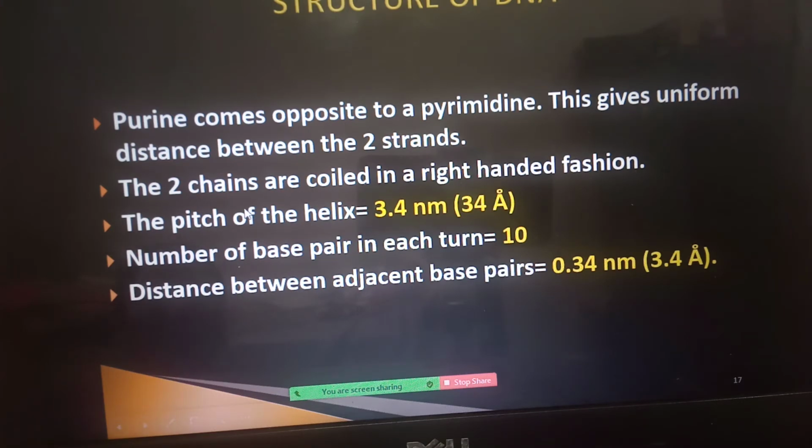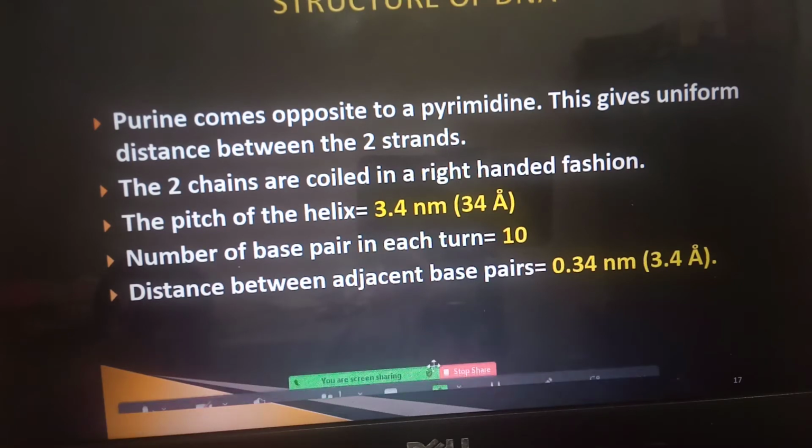Now the purine comes opposite the pyrimidine. This gives a uniform distance between the two strands. They get stacked one above the other. The two chains are coiled in a right-handed fashion, that is, clockwise direction. Pitch of the helix is 3.4 nanometer. Pitch tells about the length. The number of base pairs in each turn is about 10. The distance between adjacent base pairs is 0.34 nanometer, that is 3.4 angstrom. I will tell you how it can be calculated.